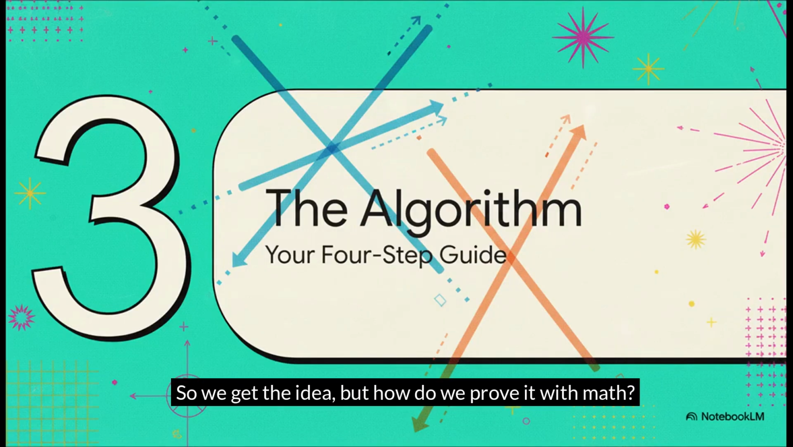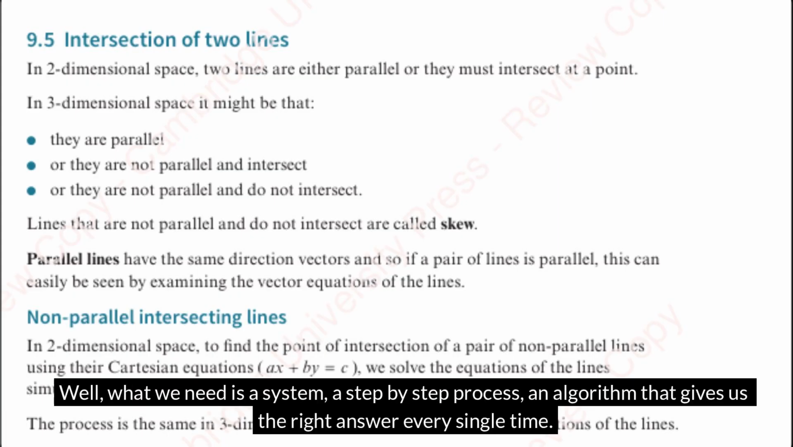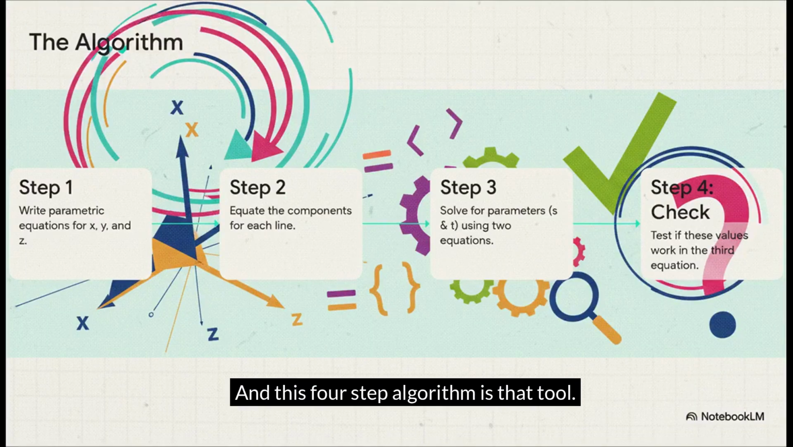Okay, so we get the idea, but how do we prove it with math? How can we know for sure if two lines are intersecting or skew? Well, what we need is a system, a step-by-step process, an algorithm that gives us the right answer every single time. And this four-step algorithm is that tool.